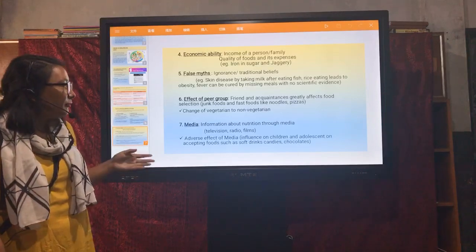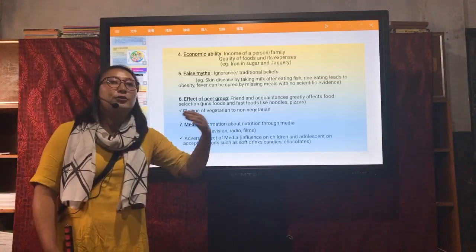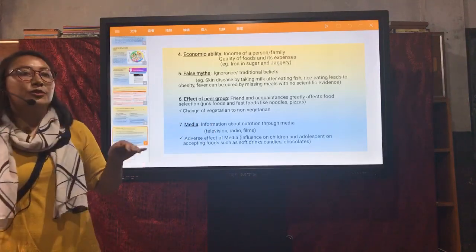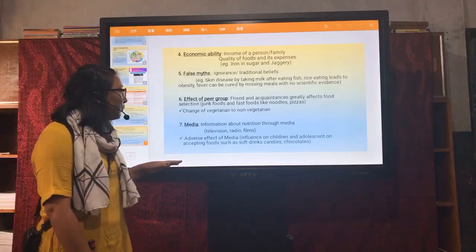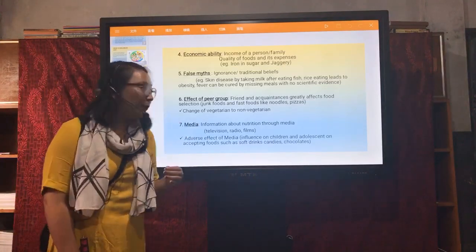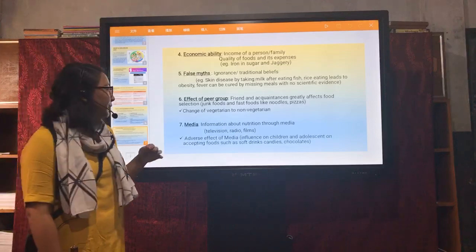eat foods like junk foods and fast food, like noodles and pizza, because your friends are eating. So that affects your food selections. In turn, it determines the nutritional status of your body. So we should know what kind of foods we need to have when we go out with our friends also. We should be decisive in what we choose.